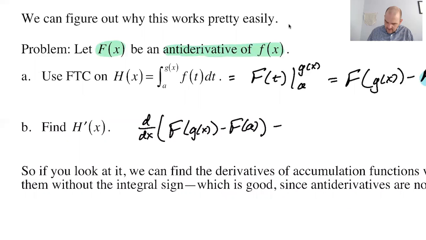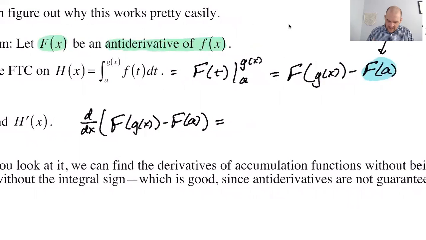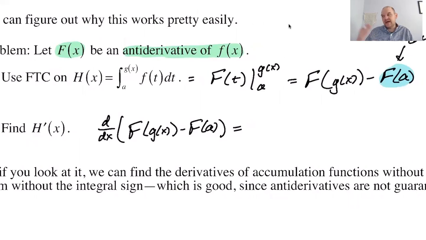So if I find the derivative with respect to x of capital F of g of x minus capital F of a, I'm going to get the derivative of capital F is little f. So I'm going to get little f of g of x. So this is a chain rule problem, times g prime of x, and then minus 0. That's where it comes from.